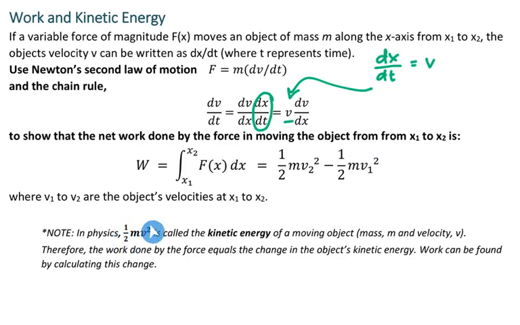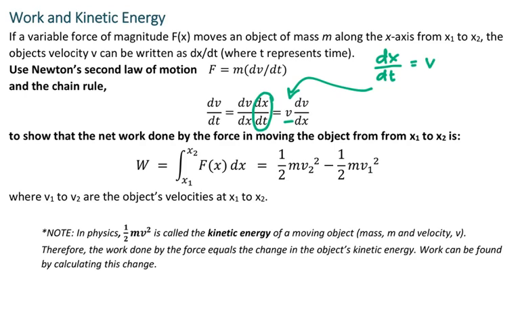All right, so in physics, we have a note here. 1/2 mass times velocity squared is kinetic energy. So essentially, the net work is the integral of those forces, and that is the kinetic energy at the terminal point minus the kinetic energy at the initial point. All right?